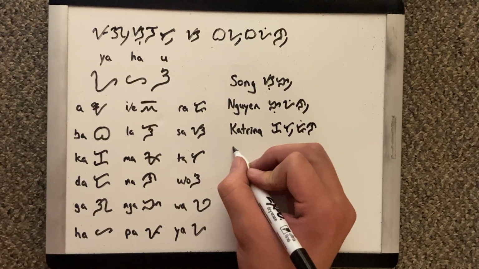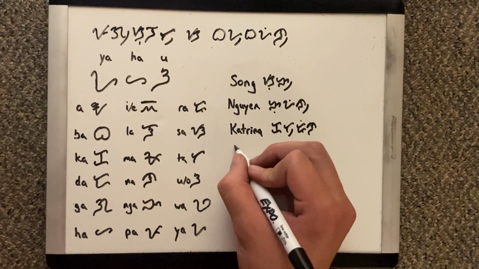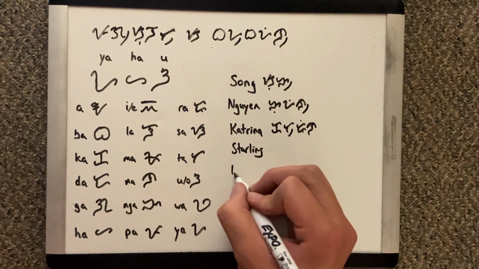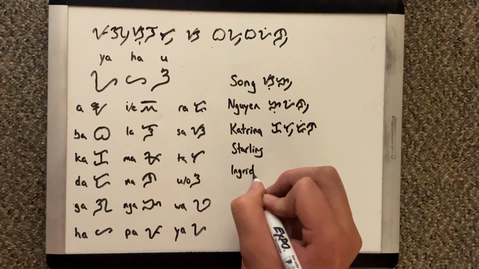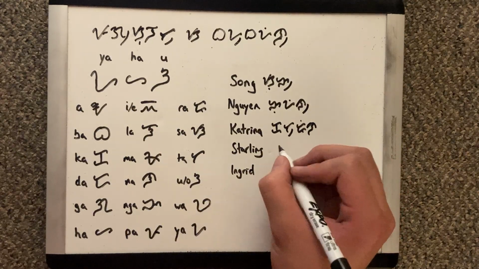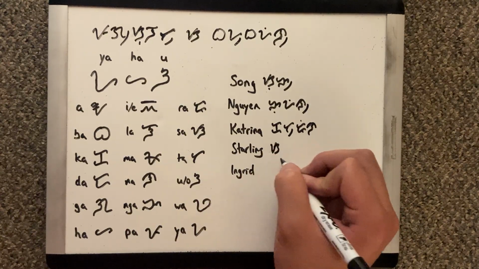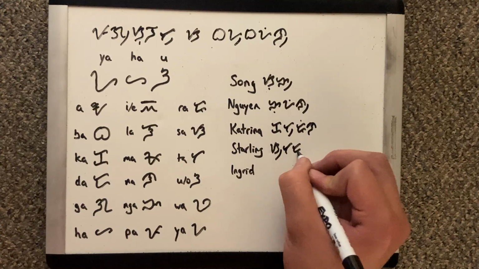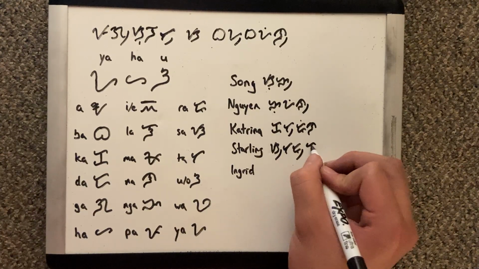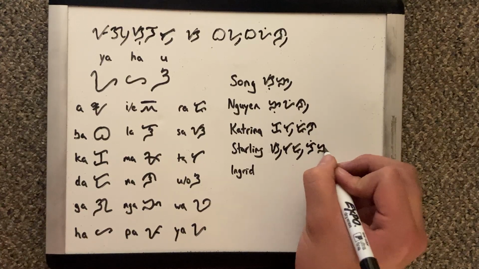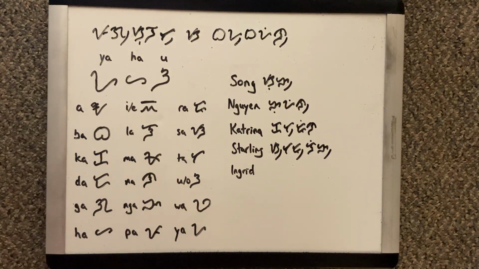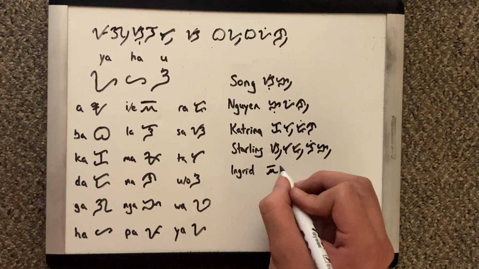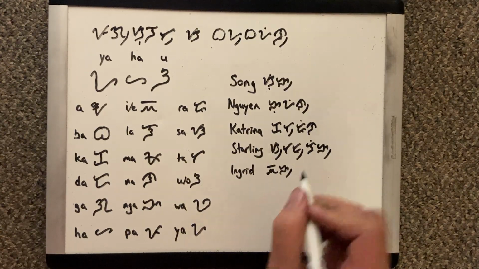So 2 more names that include the Ra and the Nga. We can do Sterling and Ingrid. Sterling: sa, cancel the vowel. Da, r, cancel the vowel. Li, cancel the vowel. And Ingrid, we'll make it I, cancel the vowel.